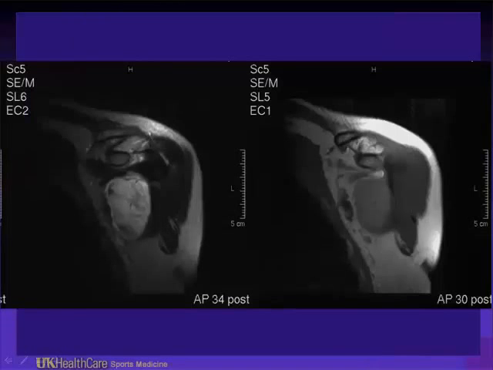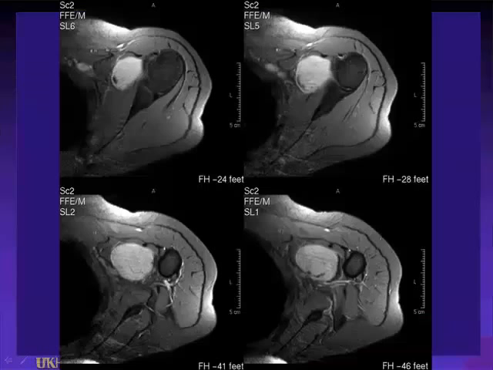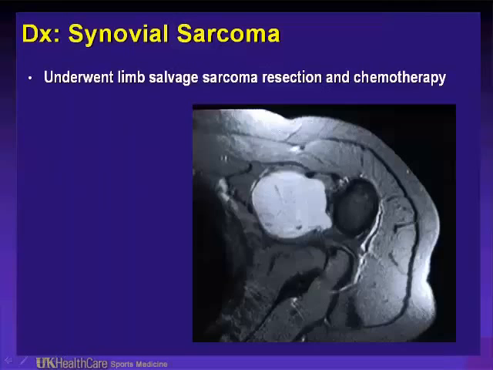And this is the coronal view. Other structures are normal. Large synovial mass, synovial cell sarcoma that was excised. Another view, axial view, showing the mass. Biceps is in the right place, synovial mass. So he had a limb salvage resection followed by chemotherapy.